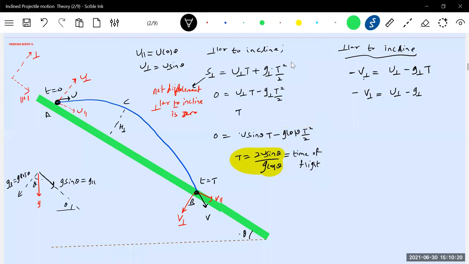I'm writing one more step so that it will be easy for you. Later, U perpendicular, G perpendicular, substitute that, we'll get the answer. Okay, this one will be a better idea. We'll have it like this.